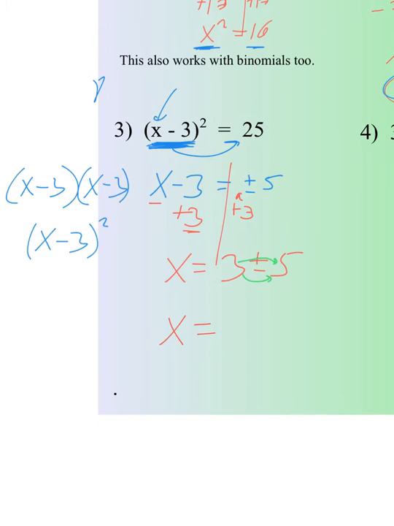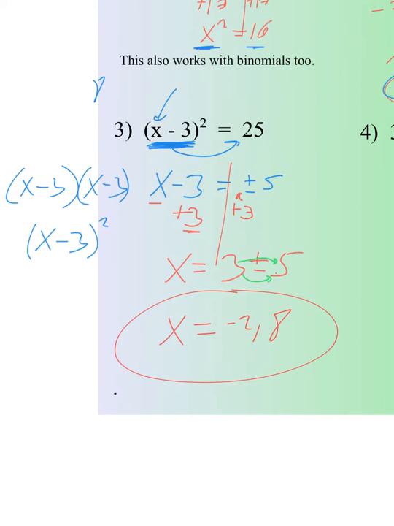So in this case, 3 plus 5 is the answer we said earlier, 8. And 3 minus 5 is negative 2. And I'm just going to write them in least to greatest order because, again, that's how I want you to write them when you put them in the Schoology. Okay?